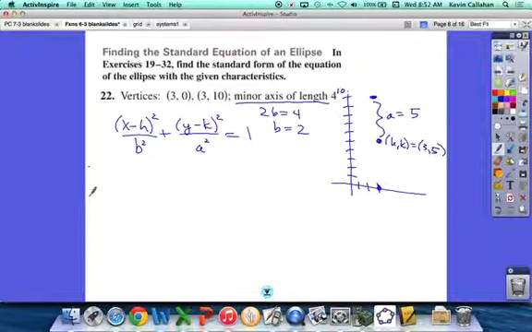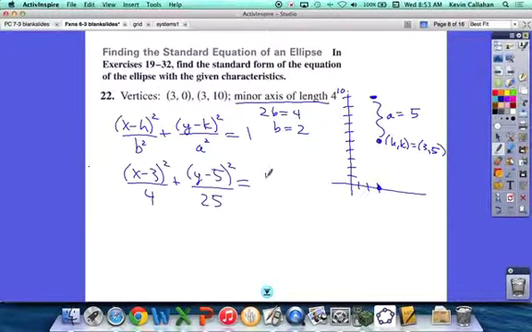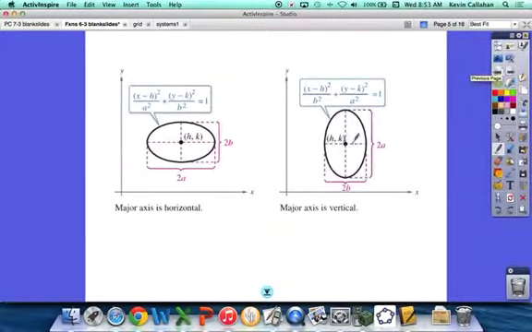And we know everything. We know h, k, we know a, we know b. So just fill it in, right? The h, k is (3, 5), so that's (x minus 3) squared over b squared, which is 4, plus (y minus 5) squared over a squared. a is 5, so a squared is 25, equals 1. If the minor axis has a length of 4, that's b plus b, right? 2b is 4, so b is 2.